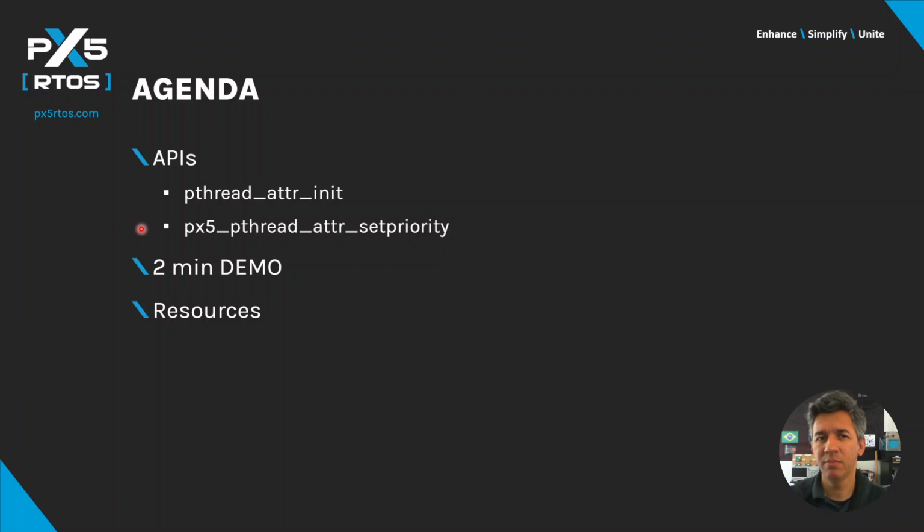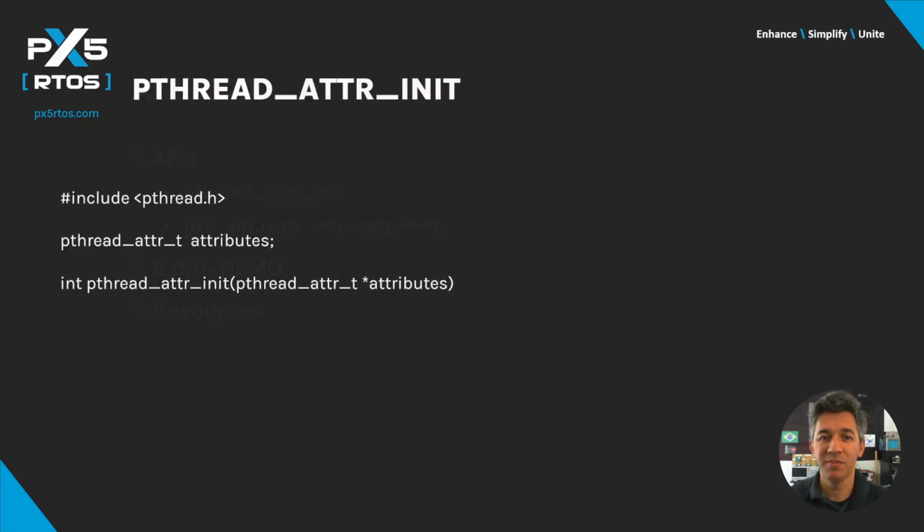Why is that? Well, as we know, deeply embedded real-time applications will often require additional services. For this reason, PX5 RTOS provides optional extensions to pthreads, and these extensions are represented here with the PX5 prefix. So let's begin with the attribute init API.